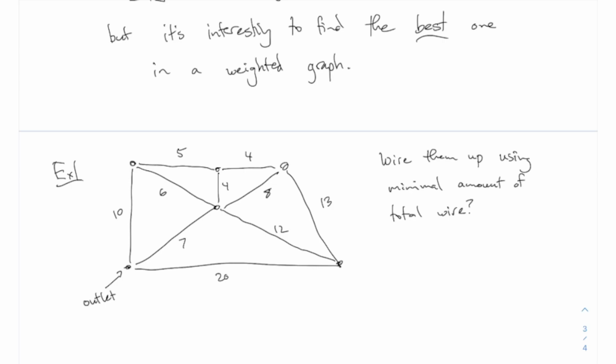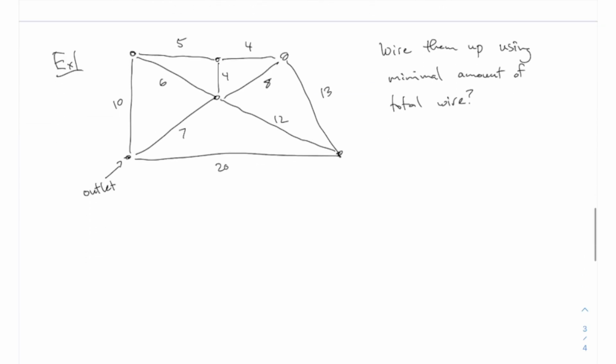Those edges there are places where I might put a wire, but your job is to determine where I should actually put the wires so that they are all connected to the outlet, but there are no loops in the wiring, right? Because obviously you don't want loops in your electrical wiring. Wire them up using the minimal amount of total wire.